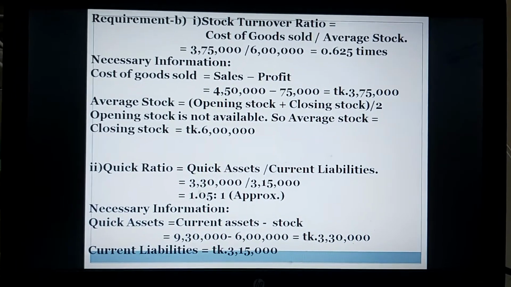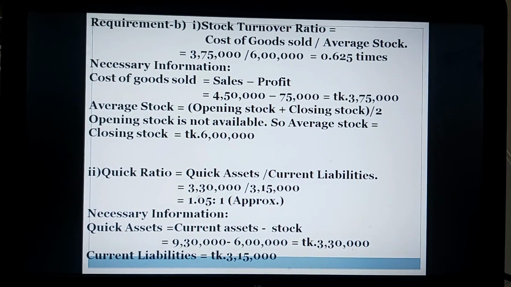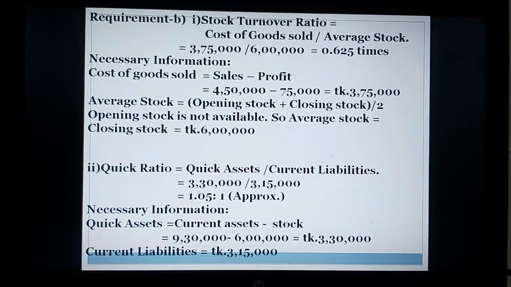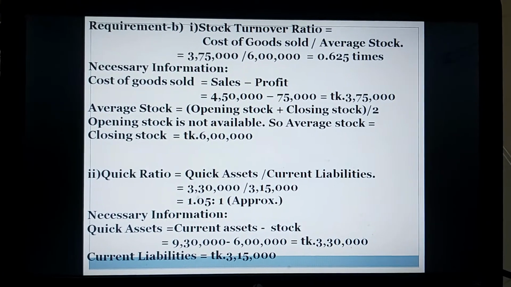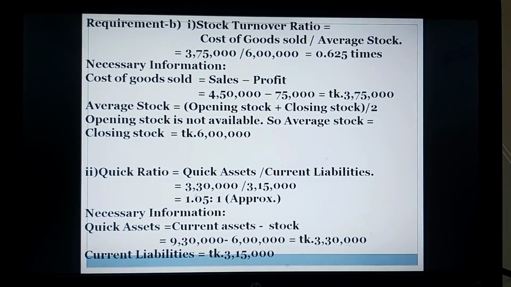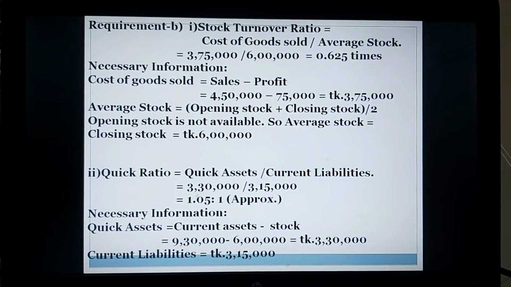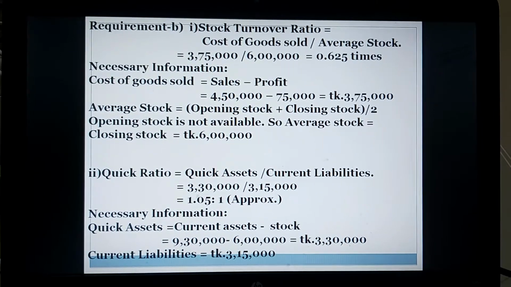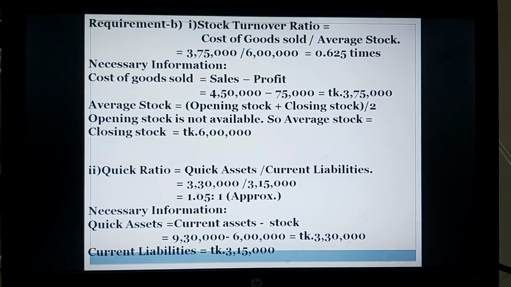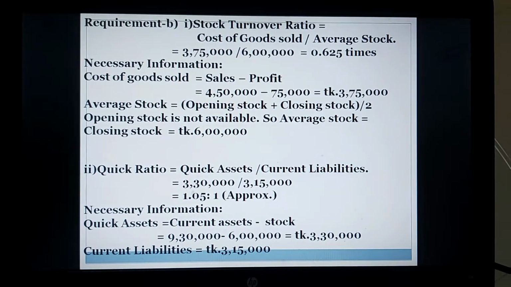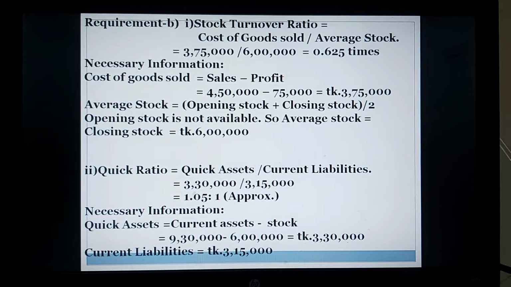Okay, another item for this ratio, quick ratio, current liabilities. From the first requirement, you can take current liabilities taka 3,15,000. Now you can go for computing quick ratio is equal to 3,30,000 divided by 3,15,000 is equal to 1.05:1, that is approximate value. I repeat again, quick ratio in this math, 3,30,000 divided by 3,15,000 is equal to 1.05:1.